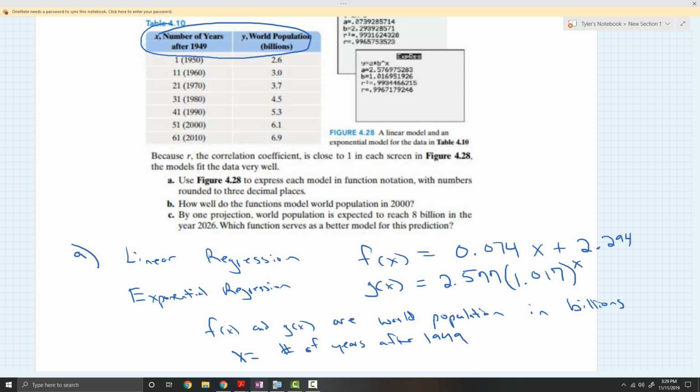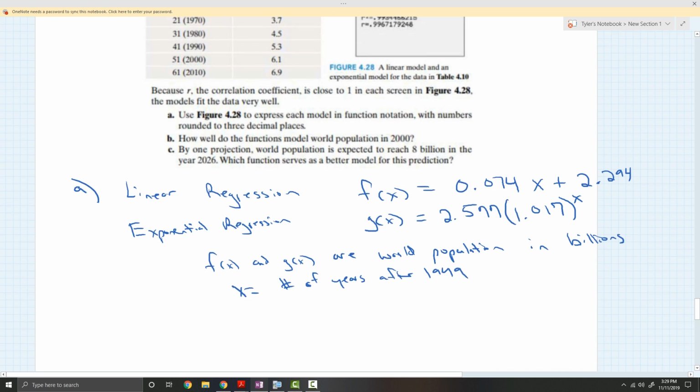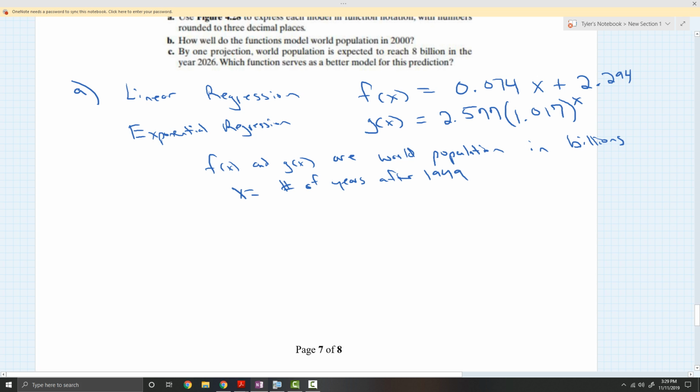Then part B says, how well do the functions model the world population in 2000, right? So in 2000, we're asking for an x value of 51. If we take 2000 minus 1949, because x is the number of years after 1949, this is 51. In other words, x equals 51 for the year 2000.